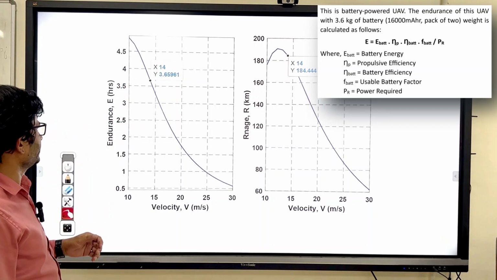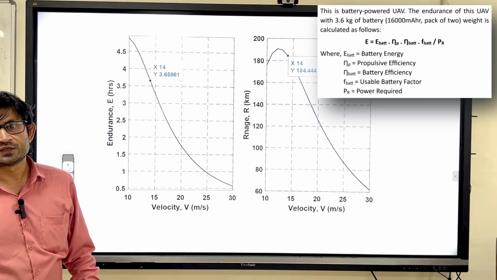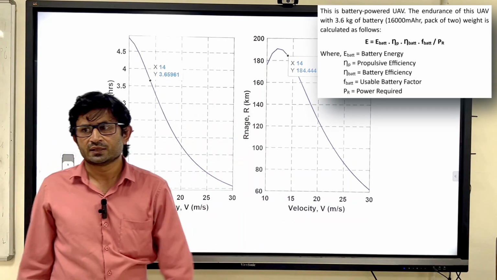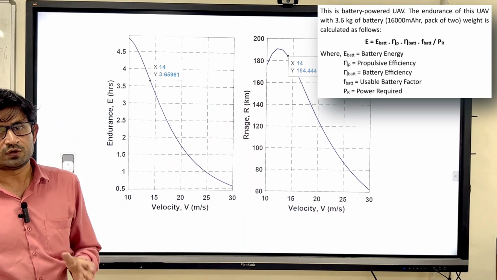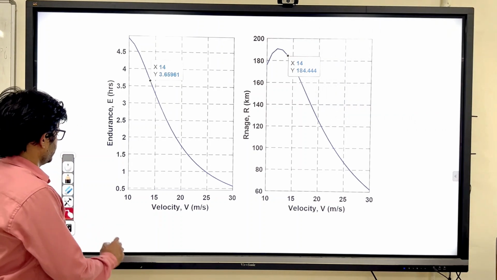And if you use speed equals distance upon time, and multiply the speed, 14, by whatever endurance we are getting so far, you will get the range. Okay, so now the purpose is fulfilled, but we should not limit ourselves to this. We also have to check other performance parameters.